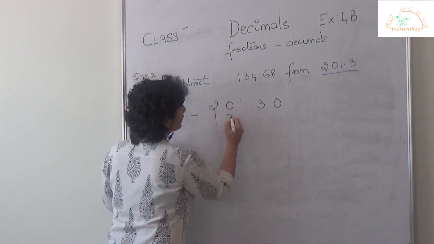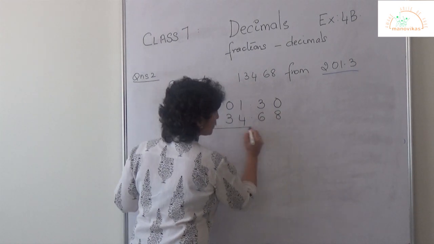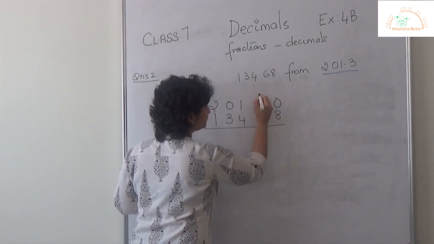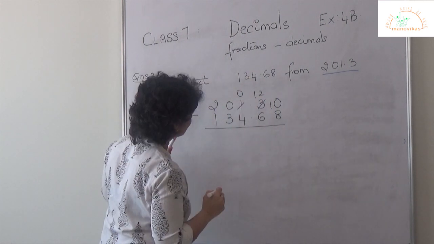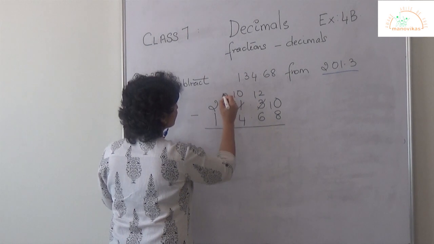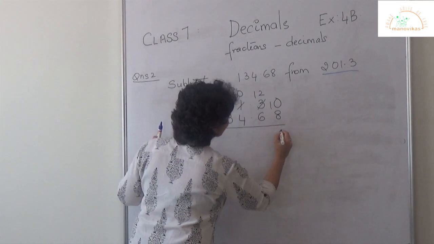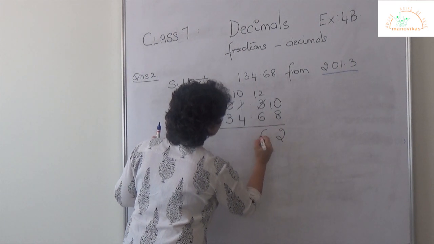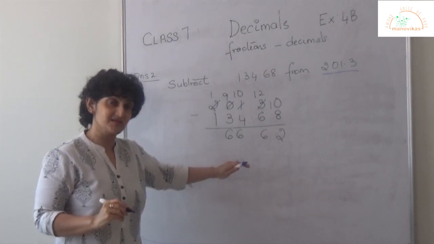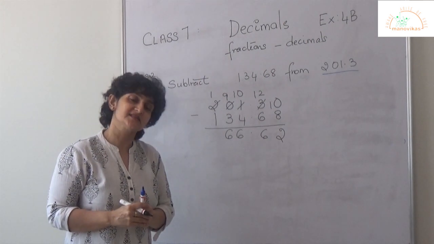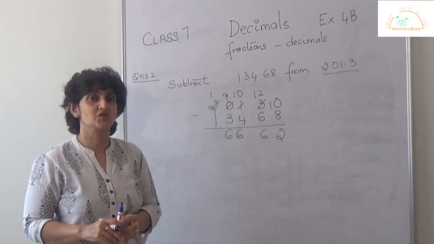Minus 134.68. So when I subtract, you borrow 1, 2, borrow 1, 0, borrow 1, turns backward is 9 and 1. Now, so I get 2 here, 6 here, 6 here and 6 here. So my answer is 66.62. I hope I'm clear with this. Let's go on to the next question.